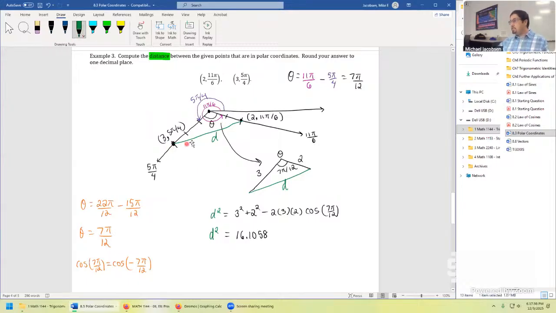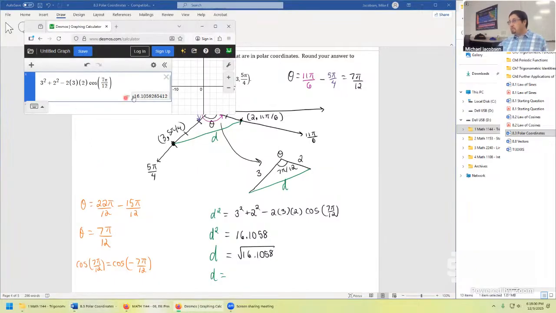Our distance here is going to be a positive length. We don't want a directed distance like we were doing with r. We want the honest distance. It's either 0 or some positive quantity. So when we take the square root of both sides, we're just going to take the positive root. Distance is root 16.1058. So finally, we've got a distance.